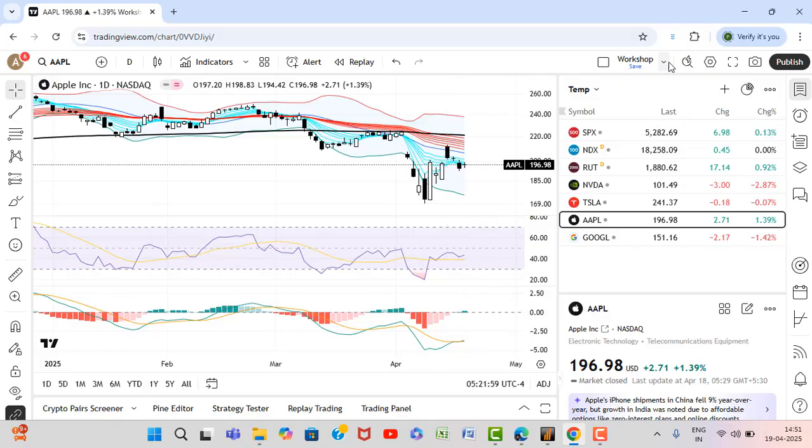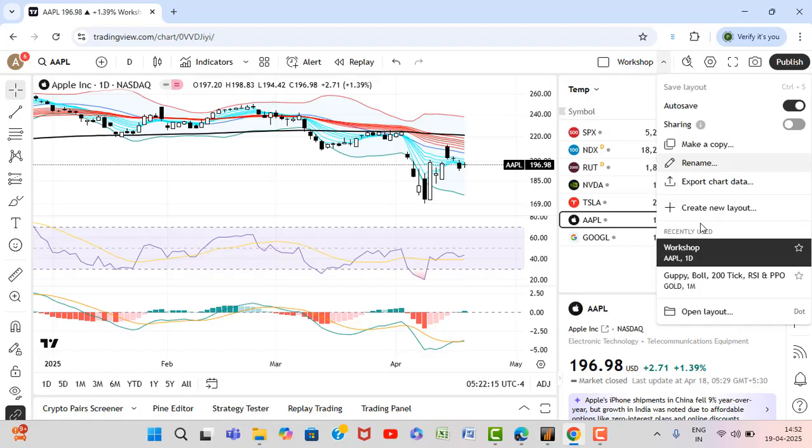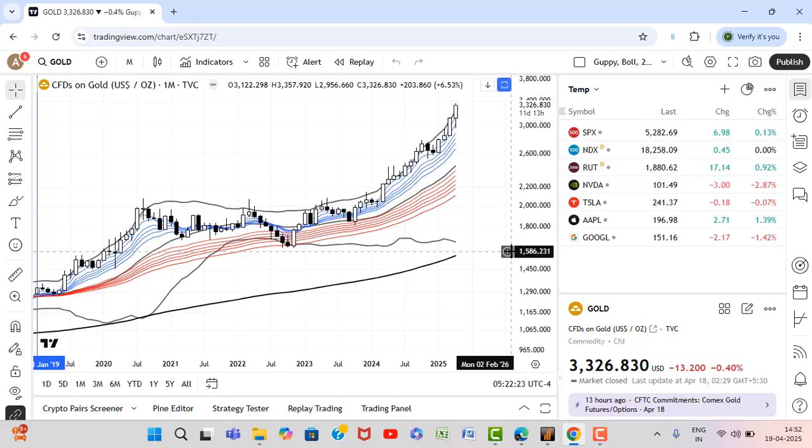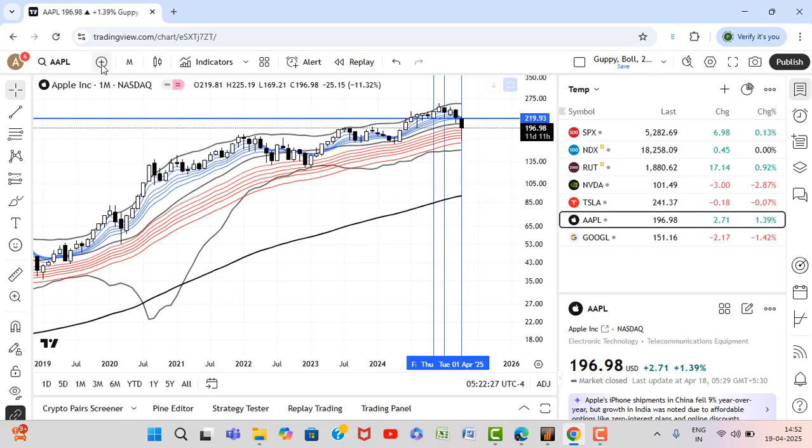And so we save our workshop, sorry, layout. We save our layout. Okay. And this was for Apple. And now there will be a slight cosmetic difference. We'll go to my layout. I have named it Guppy Bollinger 200 tick, this thing and this thing. And it is opening by default on gold monthlies.